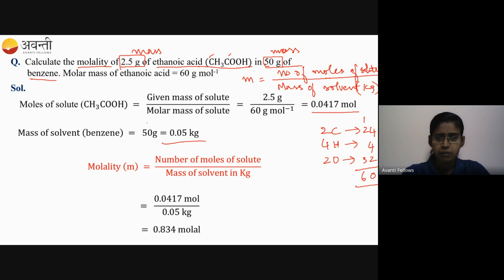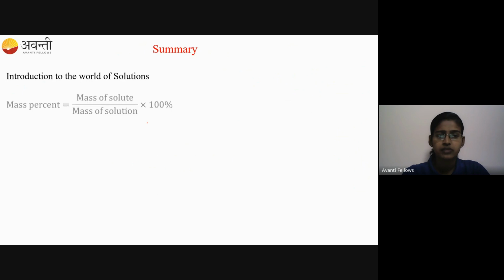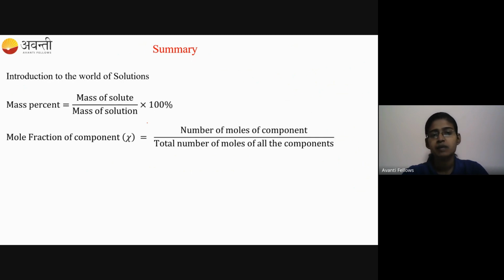Now, let me summarize the solution part. Okay. So, first, yesterday we have discussed the introduction to the world of solution and we have discussed 4 formulas. One is mass percent. It is mass of solute by mass of solution into 100%. And then the second is mole fraction. It is number of moles of that component divided by total number of moles.